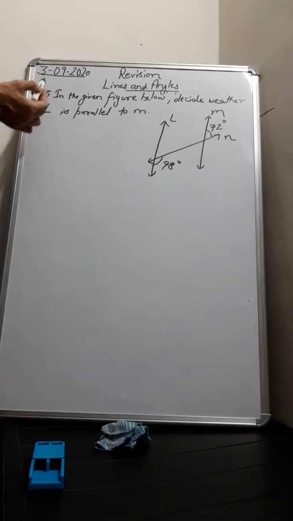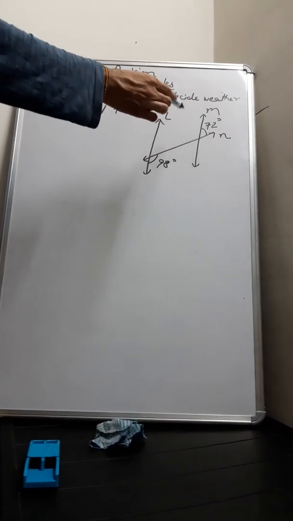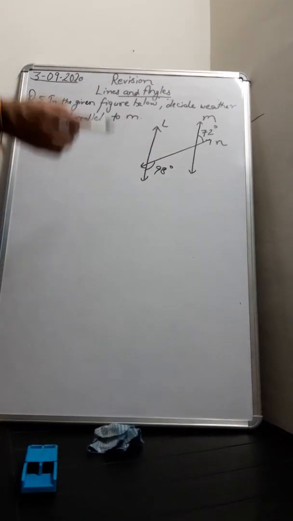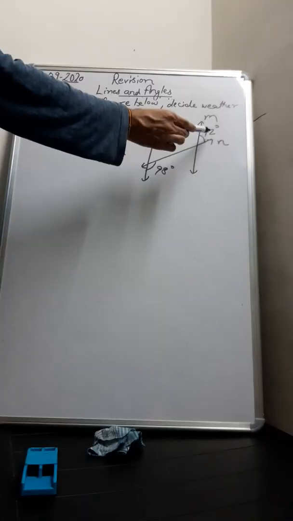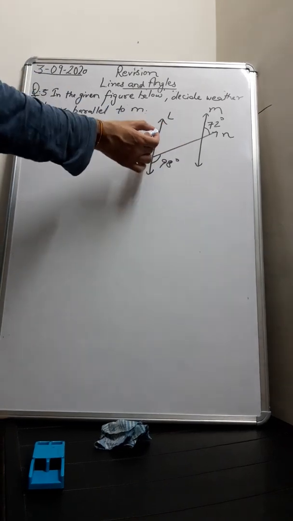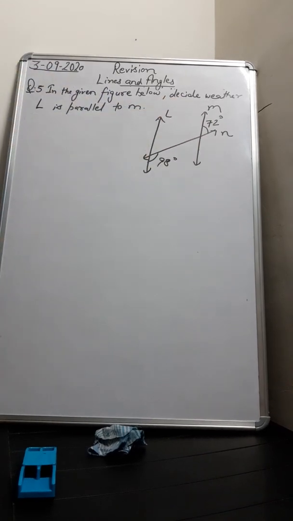Now question number 5. In the given figure below, decide whether L is parallel to N. So here in this figure we have to tell whether L is parallel to N. Here L is making an angle of 98 degree and N is making an angle of 70 degree, and N is your transversal. So here we can see that 98 degree is lying in the interior of the two lines, that is an interior angle, and 72 degree is lying outside, that is an exterior angle.